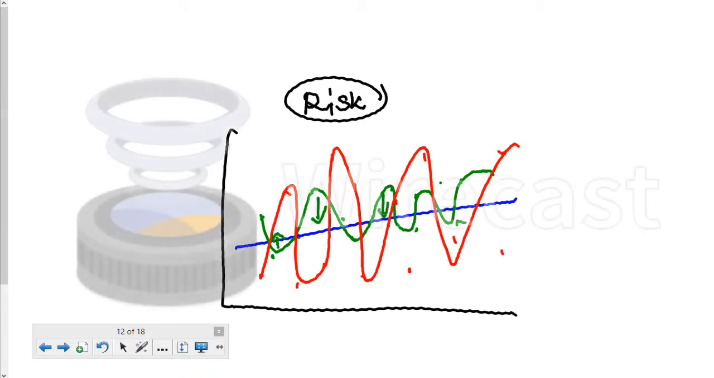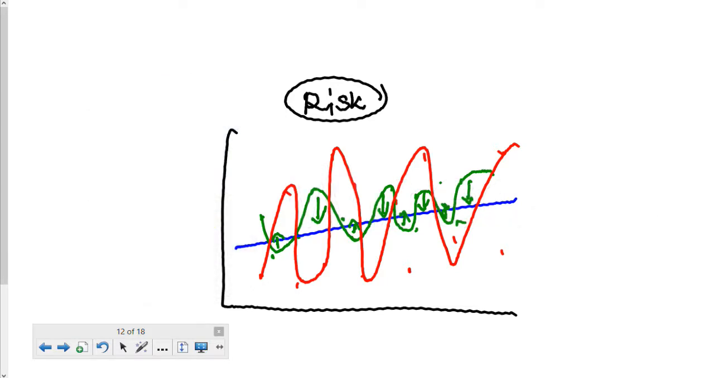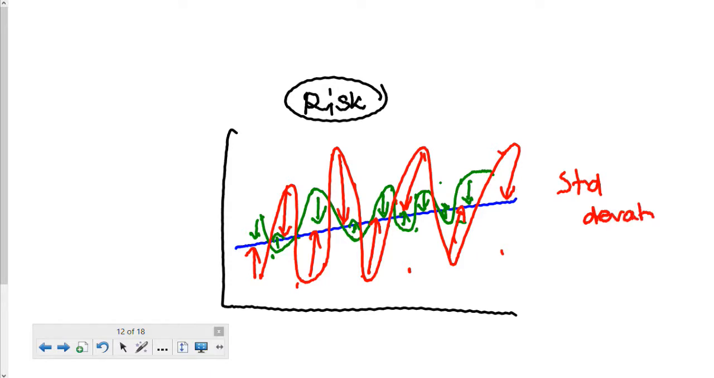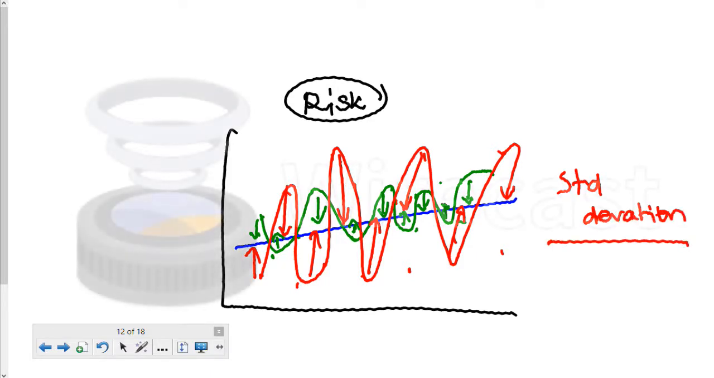If I have to draw lines of that movement, of that difference, for my greens, these are the little arrows that I would draw. Do you agree? If I have to draw comparative lines for the red, these are the arrows I'm drawing. These arrows are standard deviation. That's what these arrows are. That's how we measure risk.